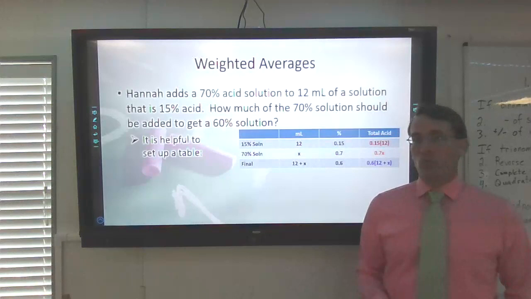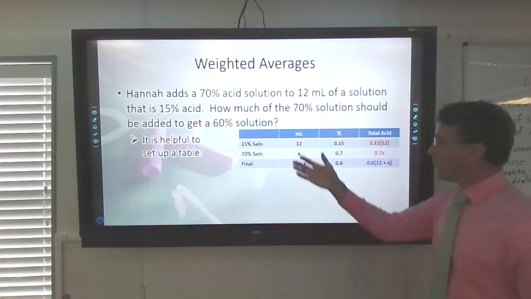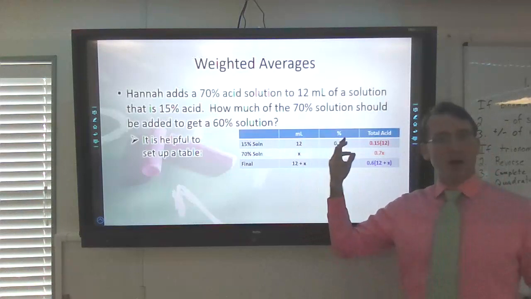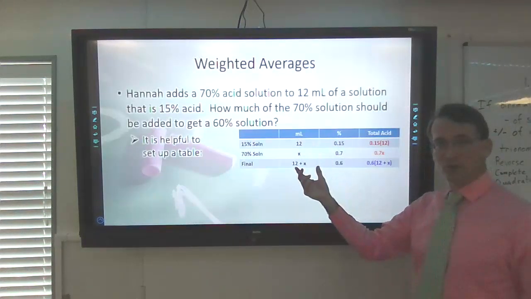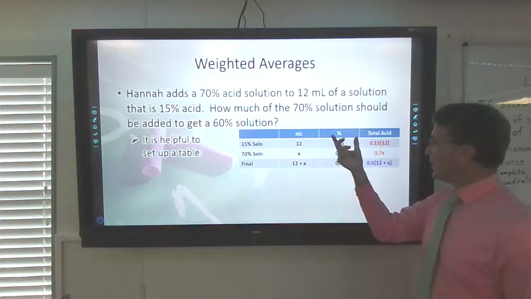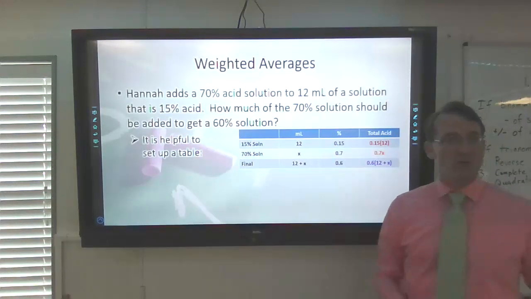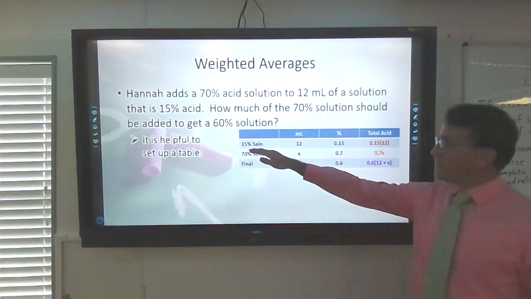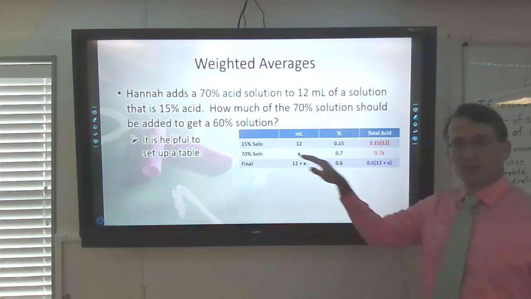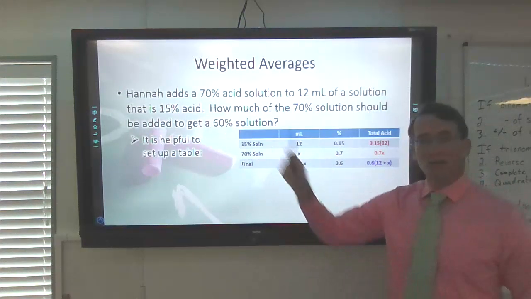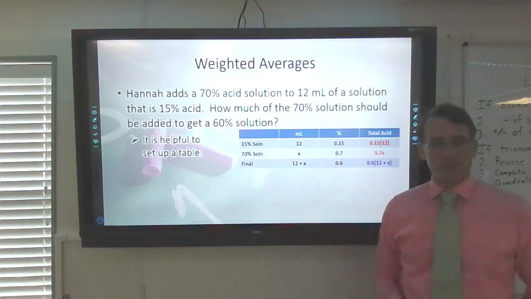Now, this is a little bit different from what your book has, but this is the way I prefer to do it. I think it's a little bit easier to understand. Notice that I have columns and rows. Each column deals with a certain aspect of my problem. The number of milliliters, the amount that I am using. I have a percent of each group, and then a total, in this particular case, the total amount of acid. As my 15% solution, I have a 70% solution, and then I have the final solution that I want, which in this case needs to be a 60% solution.